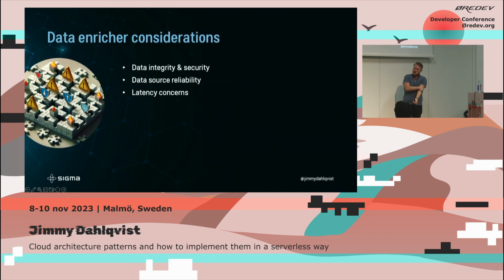We need, of course, to consider data integrity and security. What if we start adding personal information to the events? Maybe not that good. We need to have data sources that are really reliable, because if you want to enrich the message, we can't have a failing data source, because that will break things. And we need to consider that we add extra latency when we do this processing.